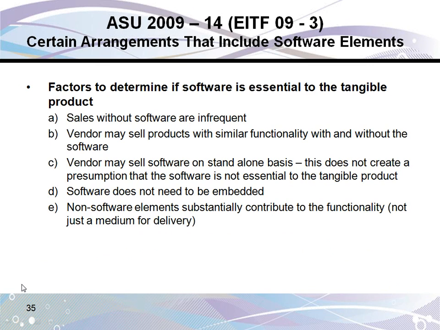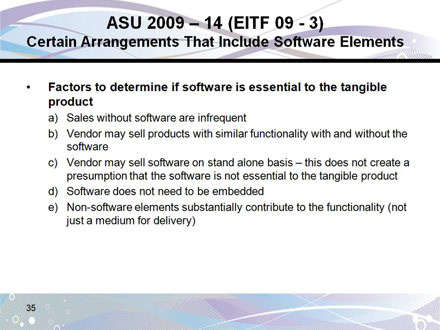So here are some of the factors that we're going to use to determine whether software is essential to a tangible product and the software and the hardware work together. One example would be sales without software are infrequent. That would lead you to conclude that the hardware needs the software to deliver the solution to the customer. A vendor can sell products with similar functionality with and without the software. That's not going to affect this product. The vendor can also sell the software on a standalone basis, and that's not going to create a presumption that the software is not essential to the tangible product.